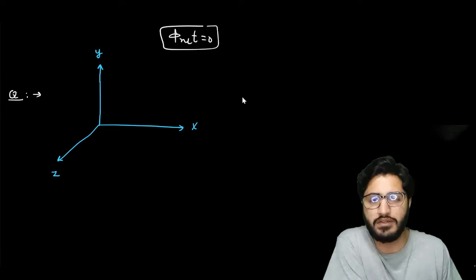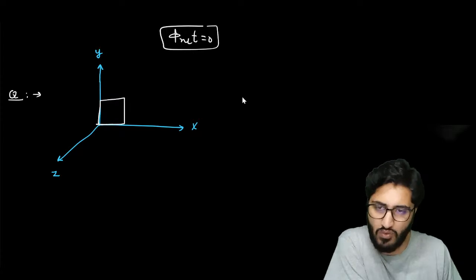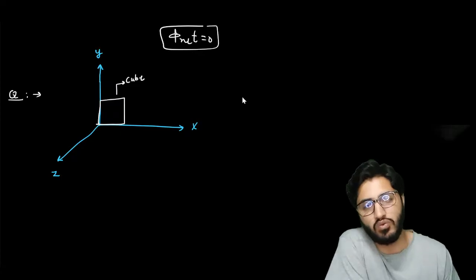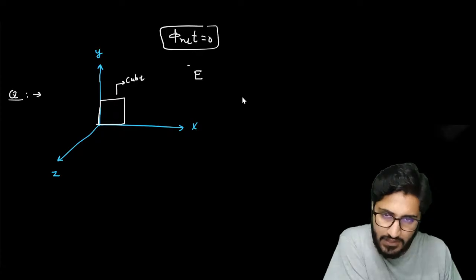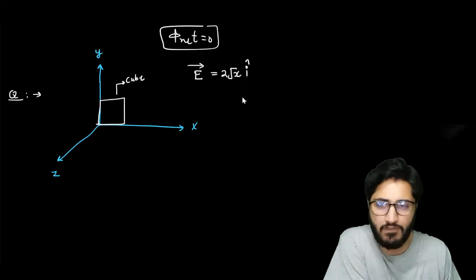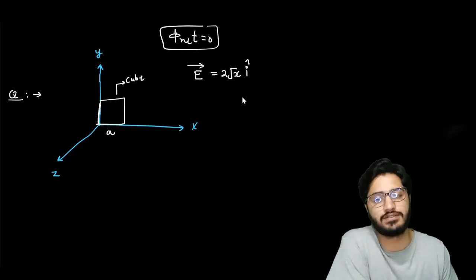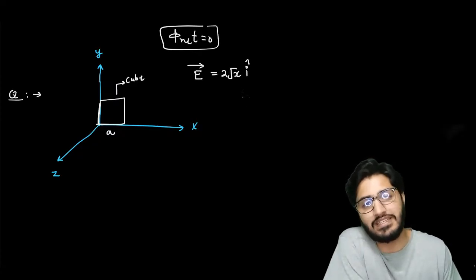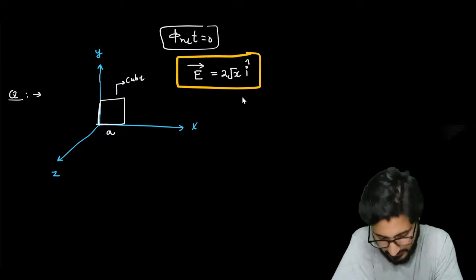And I have a cube here. This is my cube. We are seeing it in 2D now, but it is a cube. Okay, and my electric field is given. It is equal to 2 root x i cap. The length of this cube is given to be A. Find flux. So here you can see from this particular equation that the electric field is not uniform. It depends.